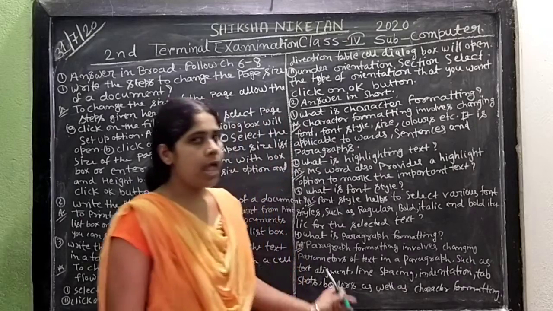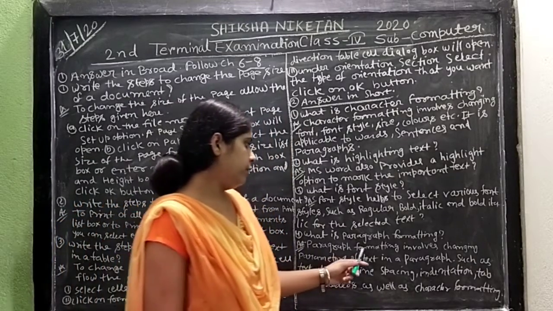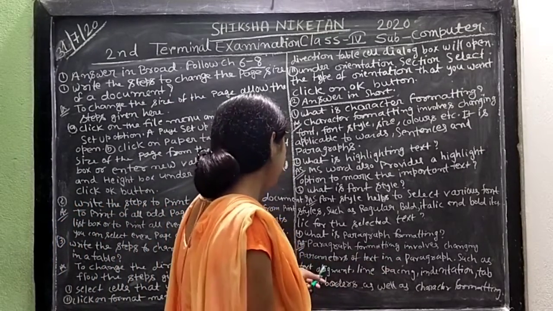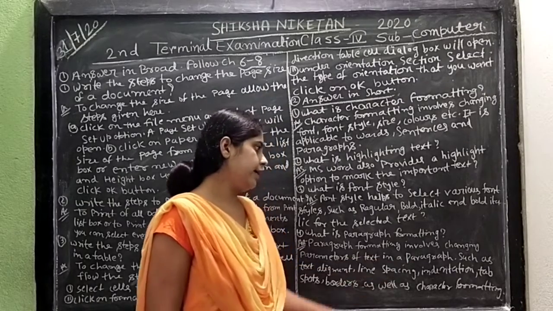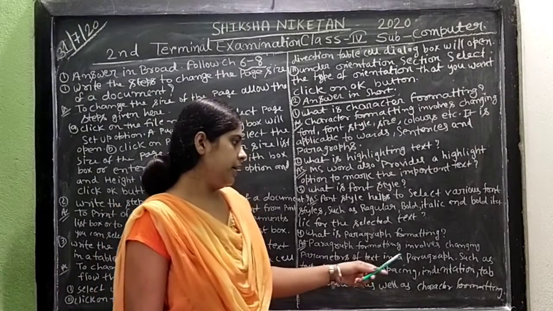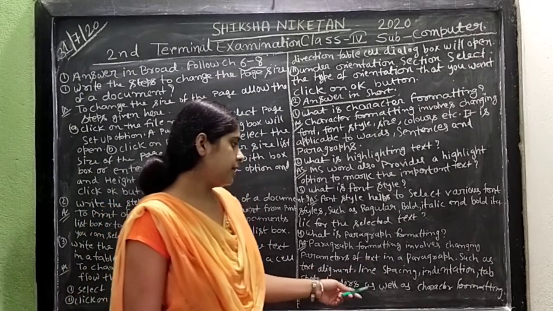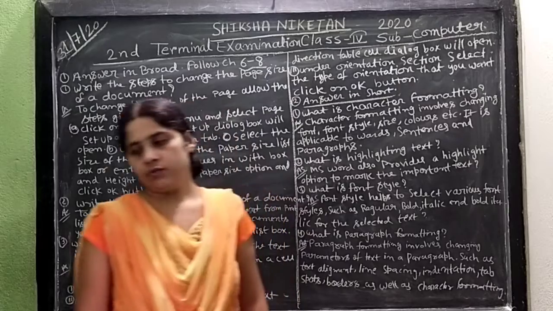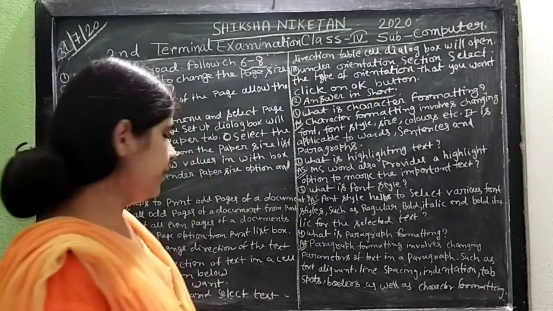Character formatting. Answer: Paragraph formatting involves changing parameters of text in a paragraph such as text alignment, line spacing, indentation, tab stops, borders as well as character formatting. Question number 5.